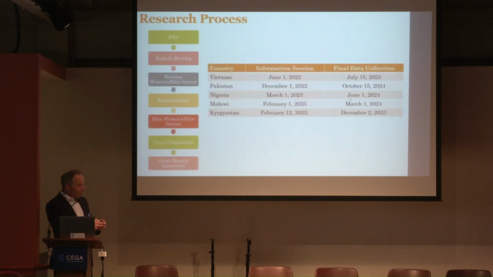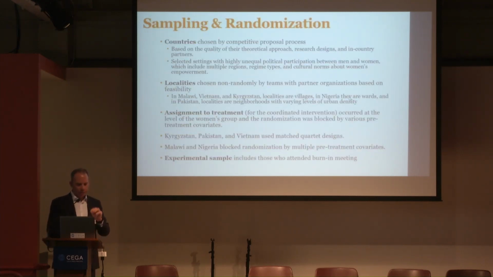All right, so the basic way the experiment rolled out, we were affected a little bit by COVID. Here's when the basic information started for each country and then final data collection. Countries went to the field at different times. That had a lot to do with what the partners' needs were. Some partners needed to get to the field faster. Basic went like this: pilot, burn-in meeting, the collection of the baseline survey, and then an elite survey. I'll talk about that in a second. Randomization at the village level, an elite survey. We had a behavioral measure of grants competition, which I'll talk about in a second, and then the results of the grants.